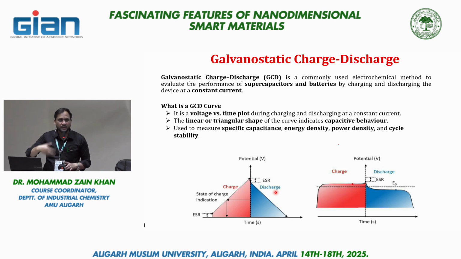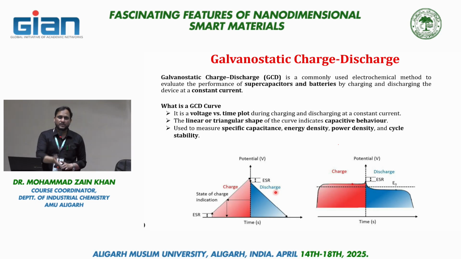You can also classify a supercapacitor on the basis of their type of electrode into these two categories, symmetric and asymmetric. On the basis of mechanism, you can divide it into three categories: EDLC, pseudo, and hybrid supercapacitors. So if you are taking both the electrodes similar, it is a symmetric supercapacitor.